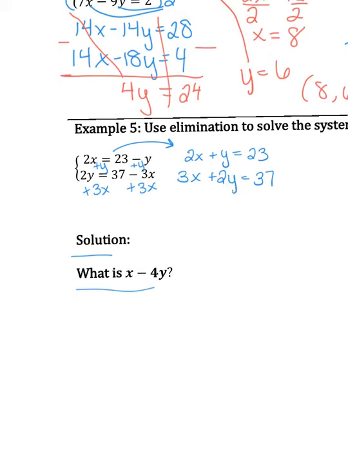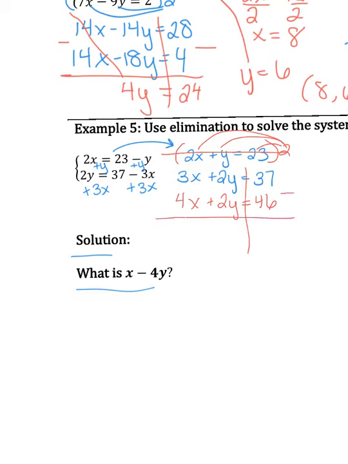Now I have to see, can I eliminate? And I can't right off the bat because my coefficients aren't the same. So I'll multiply the top equation by 2 to get my y coefficients the same. So I'll distribute that, and I get 4x plus 2y is equal to 46. I'll lightly cross that out because I might come back to it.